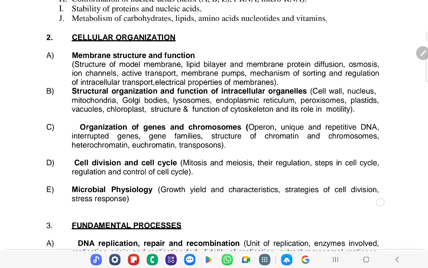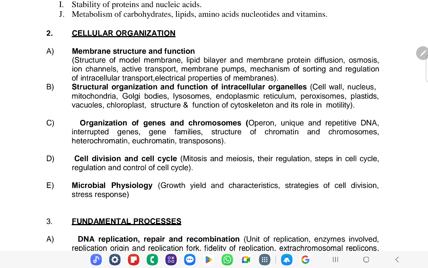So this cellular organization includes membrane structure and functions, structural organization and functions of organelles, organization of genes and chromosomes, cell division and cell cycle, and microbial physiology. This second unit includes 5 subtopics.